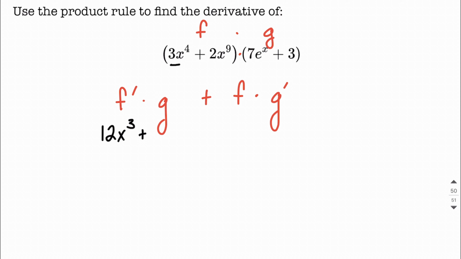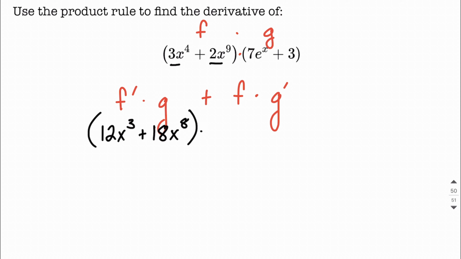Plus, our second term here, we're going to do 2x to the 9th power. Its derivative, again, is the power rule. We're going to bring the 9 down in front and multiply it by the 2. So we get 18 out in front. Reduce the exponent by 1. So we have 9 minus 1 makes 8 for our new exponent. I'm going to put that all in a big set of parentheses. All of that is our f prime.